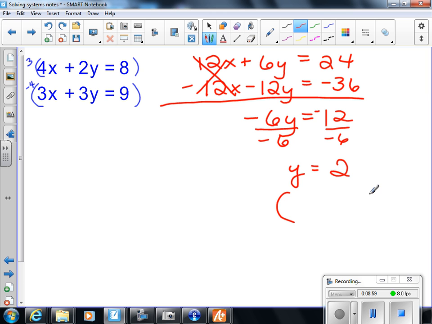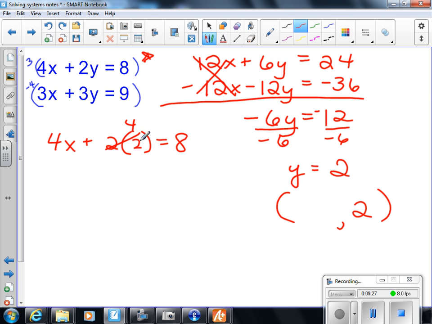So I already know in my ordered pair I'm going to have a 2 for the y. Now plug it back into any of the equations. Which one you want to use? Let's do this one. It doesn't matter. You can use any equation that's given. I usually use one of the originals because they're usually simpler. They're not as complex. So I have 4x plus 2 times 2 equals 8.